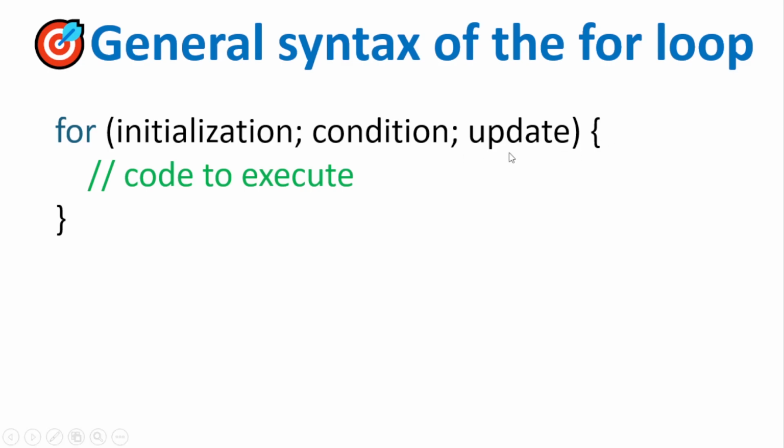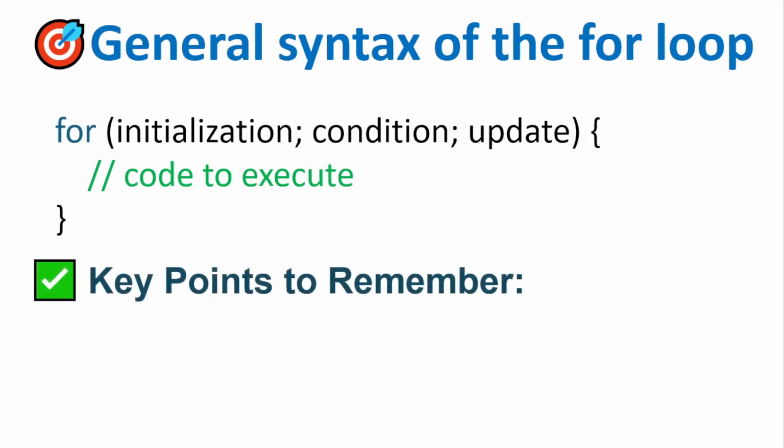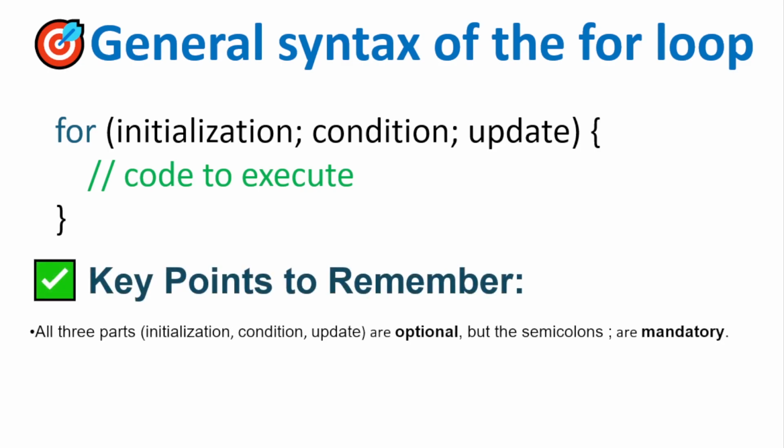Update. This part runs after each execution of the loop body. It typically modifies the loop variable to eventually meet the exit condition. Usually, this increases the value of i by 1 after each iteration. Without proper updating, the loop may become infinite or never execute as expected.